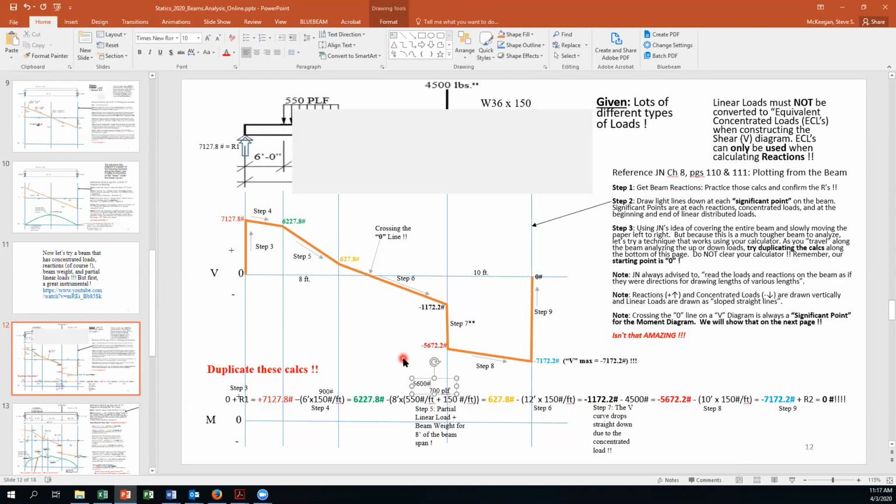Sorry about that. I do the same thing, right? So if you take 6227.8, which is the value of your shear curve, it's going to drop a total of 5,600 pounds between here and here. Leave that in your calculator. 6227.8 minus 5,600 is now 627.8, and that's the value of the shear curve at that point. Isn't that amazing? That making sense?